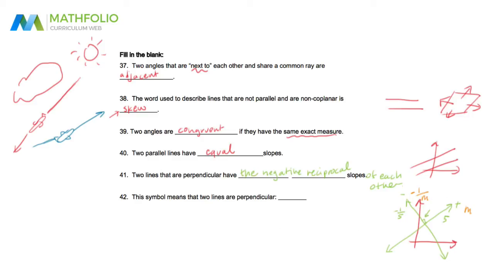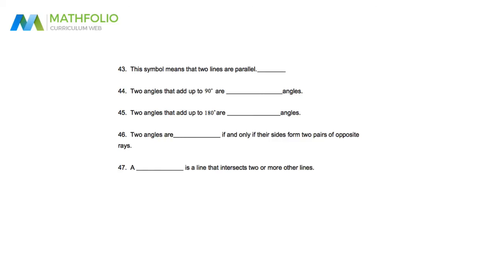Okay, the symbol that means two lines are perpendicular looks like this. Sometimes you'll see it with this, but this is really the symbol that you need to remember. Okay, so that's 42. Okay, up to 43. This symbol means two lines are parallel.